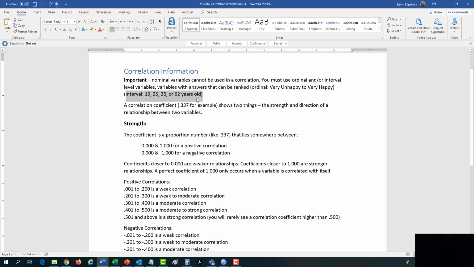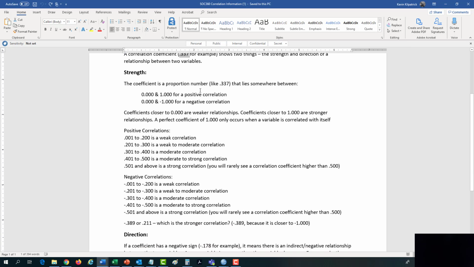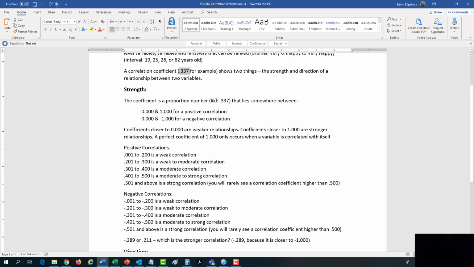I guess I made this last year. A correlation coefficient, like this, shows two things: the strength and direction of a relationship between two variables. Okay, so let's talk about strength. We're going to use this same coefficient, 0.337.